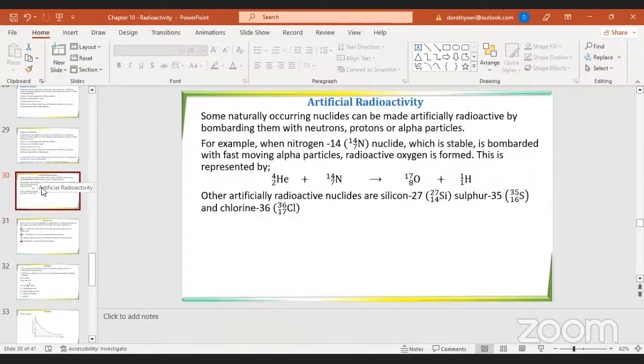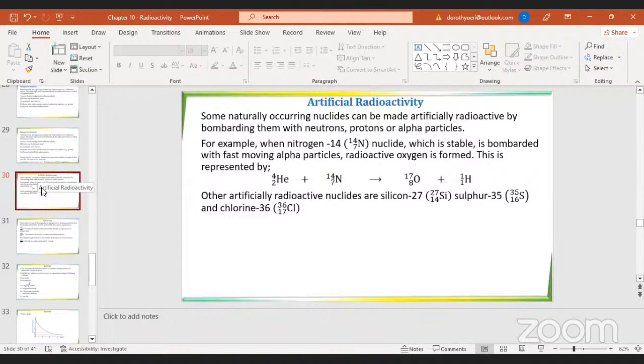Artificial radioactivity is where you force a nuclide which is believed to be stable to become unstable. You bombard a stable nuclide with either neutrons, protons, or alpha particles and make it unstable. That is what we refer to as artificial radioactivity. So some naturally occurring nuclides can be made artificially radioactive by bombarding them with neutrons, protons, or alpha particles.